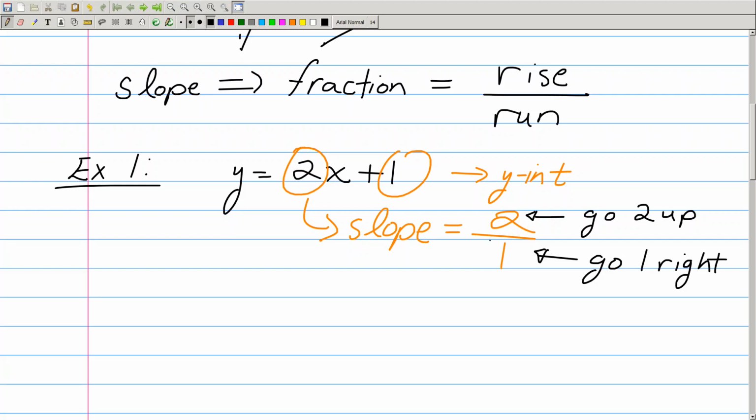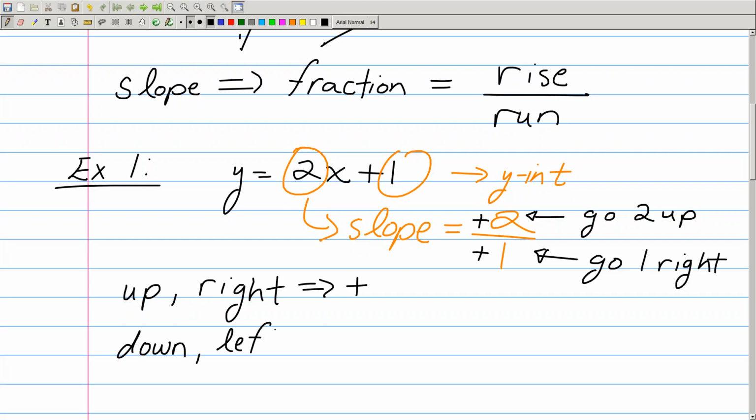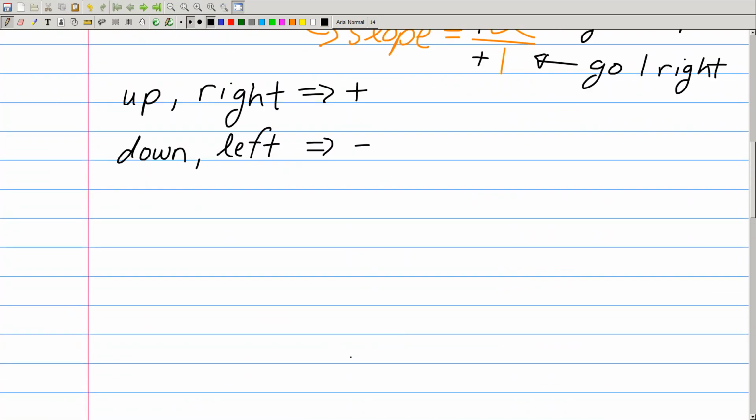Well, it depends on the sign of these two numbers. So the sign on the 2 is a positive. Remember, if you don't see the sign, you assume it's a positive. And the sign on the 1 is also a positive then. So up and right are both positive, and down and left are both negative, okay? This might sound really confusing, but as soon as we do an example, things should get a lot easier.